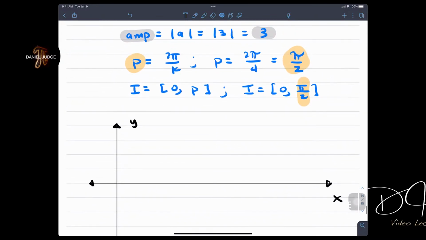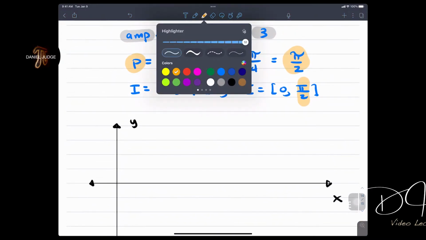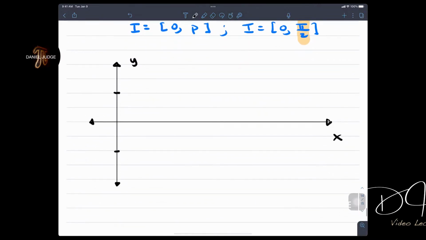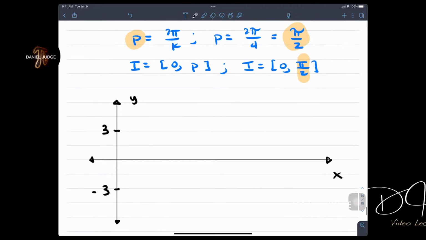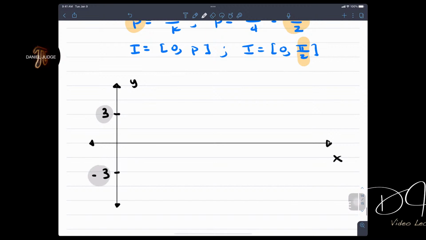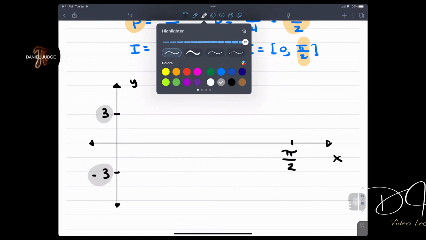So here's what we're going to need to do. We're going to use the information about your amplitude here. It's not to scale. Since the amplitude was 3, this is why we use that information. So here's our amplitude. Now the interval of one cycle goes from 0 to pi over 2. So this is how we're going to use that period.